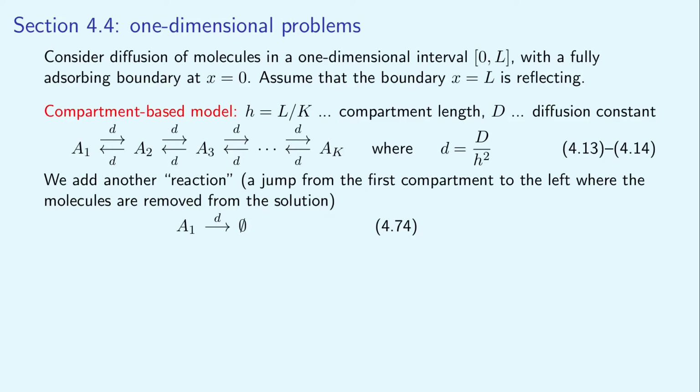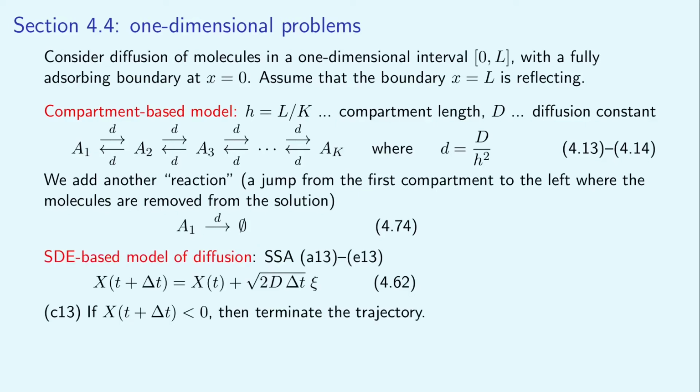To model the adsorbing boundary, we add another reaction to the model. It is a jump from the first compartment to the left, where the molecules are removed from the solution. This extra reaction is the only modification of the model. In particular, we can again use the Gillespie algorithm to simulate the chain of chemical reactions (4.3), together with this extra reaction (4.74).